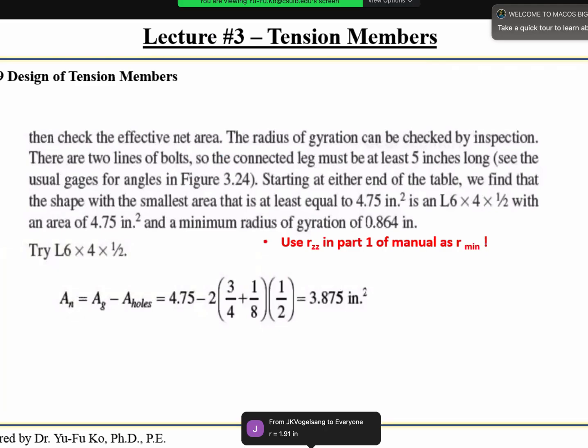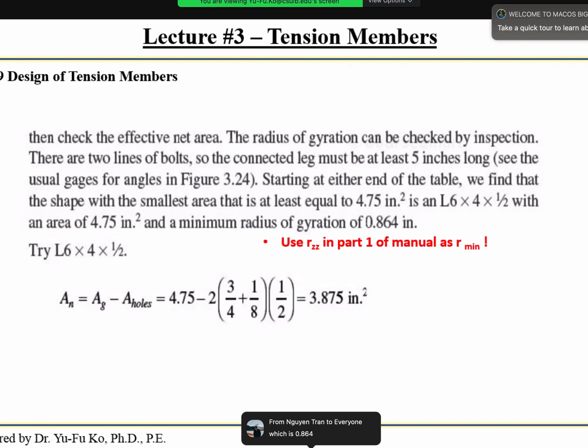1.91. Which edition do you have? I think 15th. Okay, I got 0.864 for the axis ZZ. Okay, so 6x4 by half. If you have the 13th edition, you can go to 1-42. Okay, you will see it in 1-43.